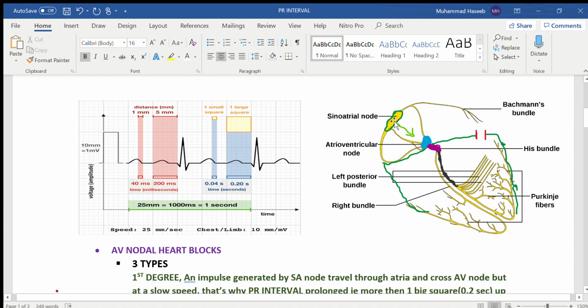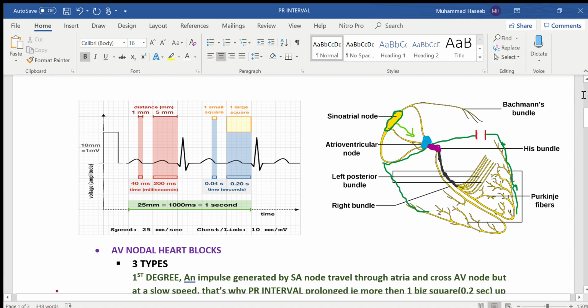So this traveling time of the impulse from here up to the AV node is reflected on the ECG by your PR interval, and the normal PR interval is one big square. Actually, the smallest square has 0.04 second. If you multiply this 0.04 with 5 small squares, then you will get the figure of 0.2. So this big square is a normal PR interval, and if the PR interval is more than this big square, we may call it a prolonged PR interval.